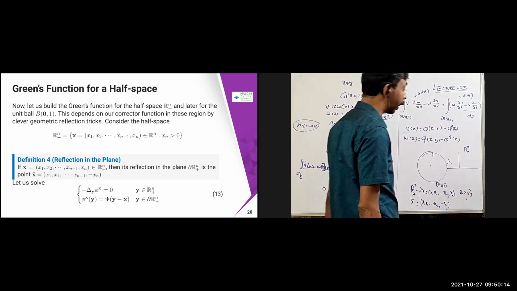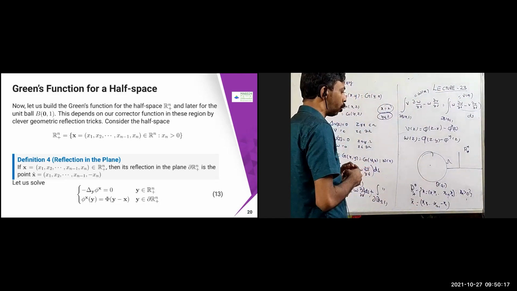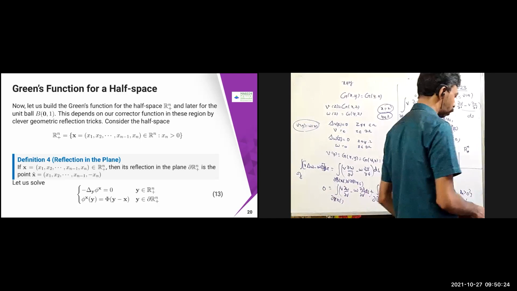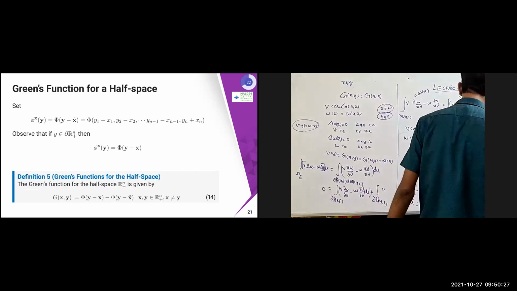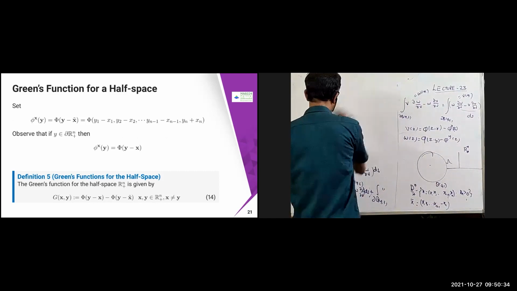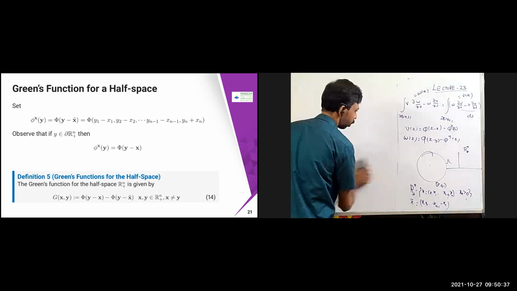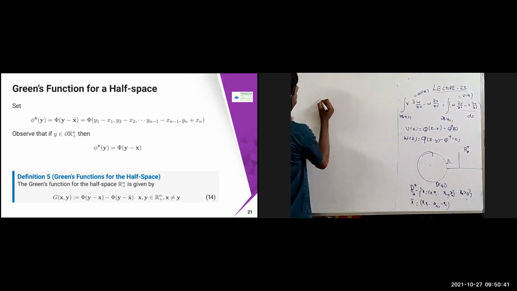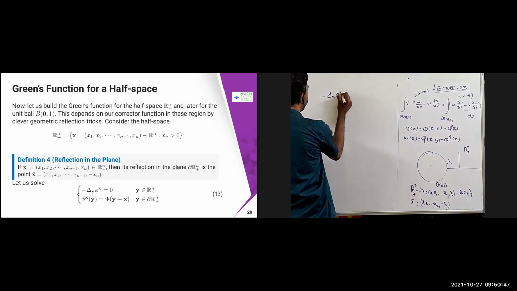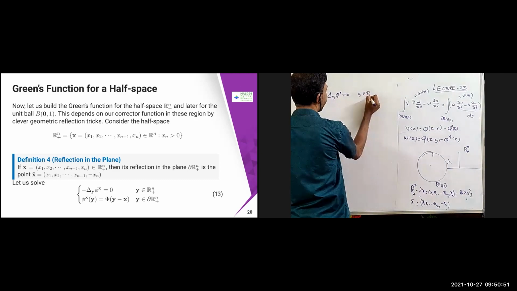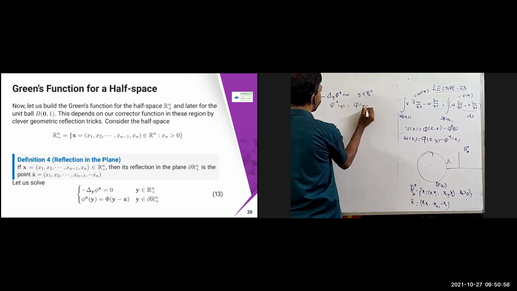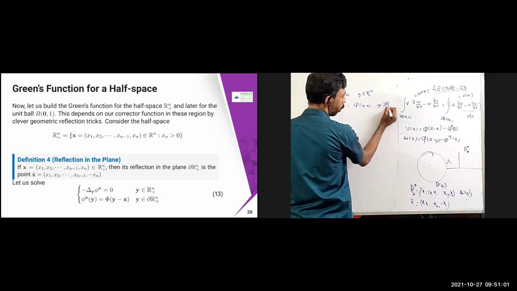Minus Laplacian in y of phi x equal to 0, where y belongs to R n plus; the corrector function is the only thing going to give you trouble. And phi x of y equals pi of y minus x, where y belongs to the boundary of R n plus. This is the problem we are going to solve.